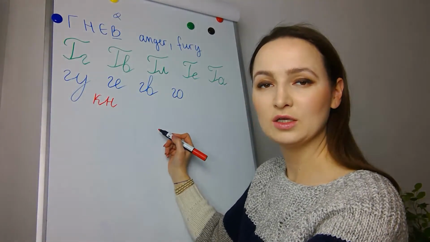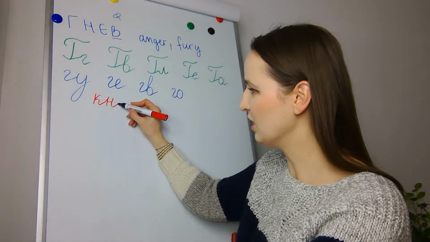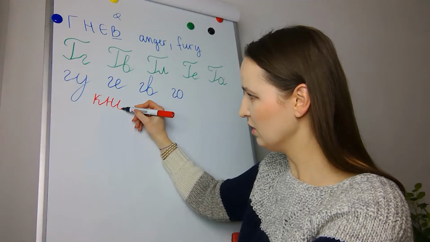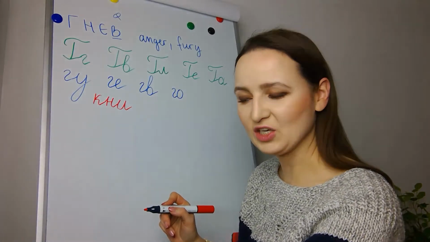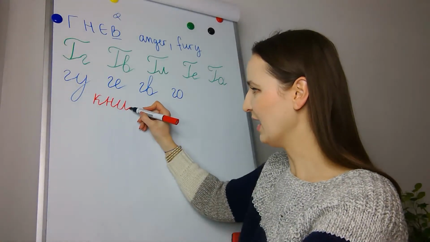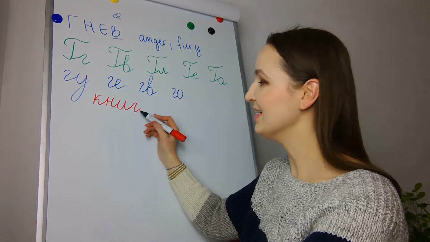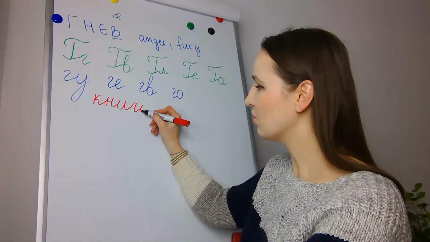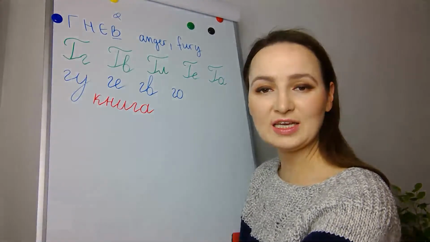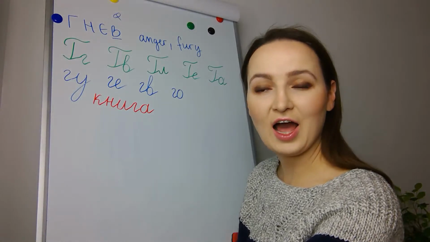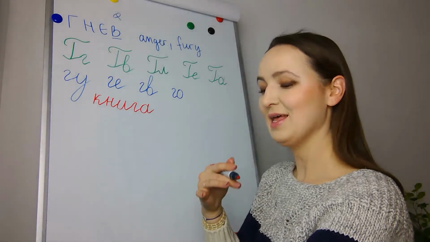Kn. Now let's connect it with E. Kni. Up. Down. Up again. And down. Kni. Let's connect it with G. Knig. This is simple. Kniga. Write O and add a hand to it. Kniga. A book. Kniga.